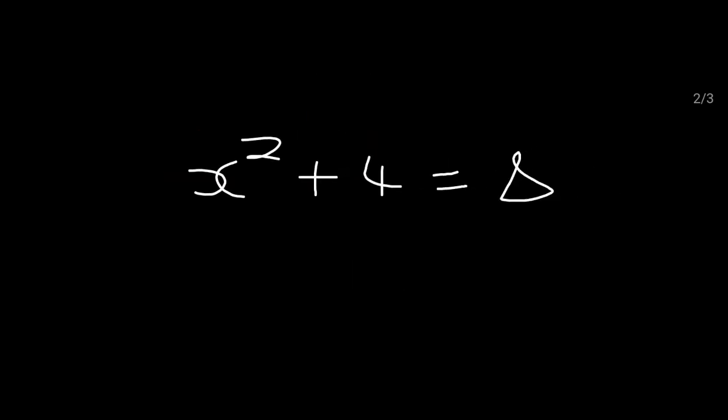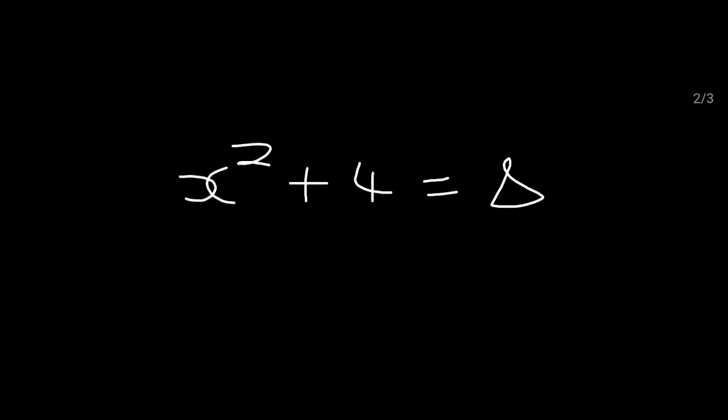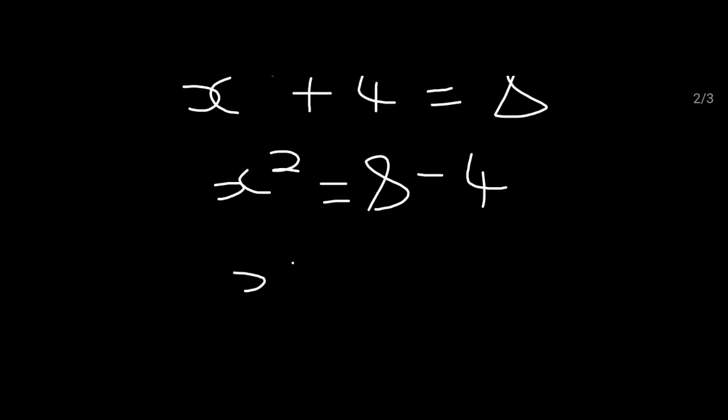X squared plus 4 equals 8. We know that we want to make x the subject of the formula, and we know that whenever there is a number that can be transposed, we transpose it first before we introduce the roots. So we leave the x squared and then this positive 4 goes to the other side, where it becomes negative 4. Then we have x squared equals, what is 8 minus 4? 8 minus 4 is 4.